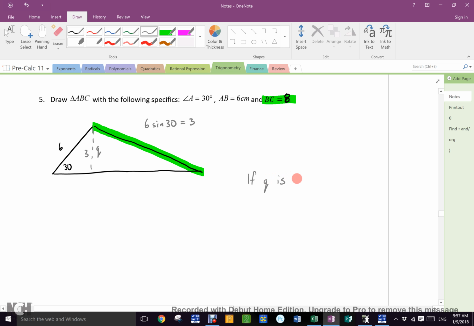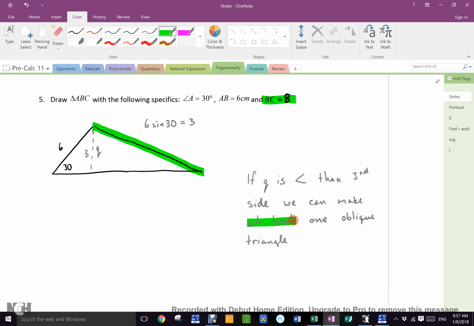So on this one, if Q is less than the third side, we can make at least one oblique triangle. And oblique just means it's got a big angle. Okay? Please highlight at least one. Now, just like the previous two, we had to work with both of them. We're going to work with two situations here. Has everybody got this comfortable? Does everybody see why this one works?